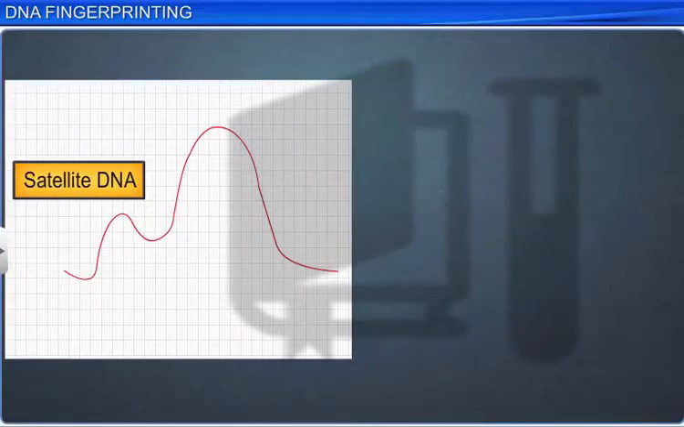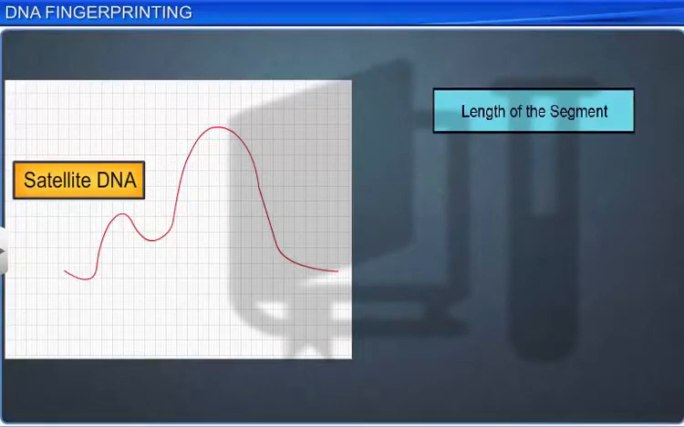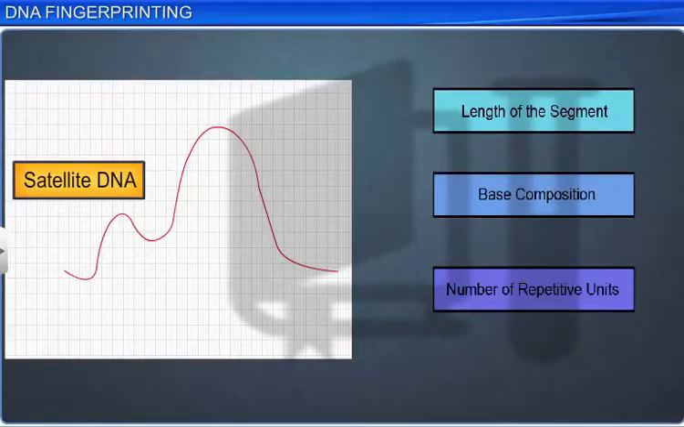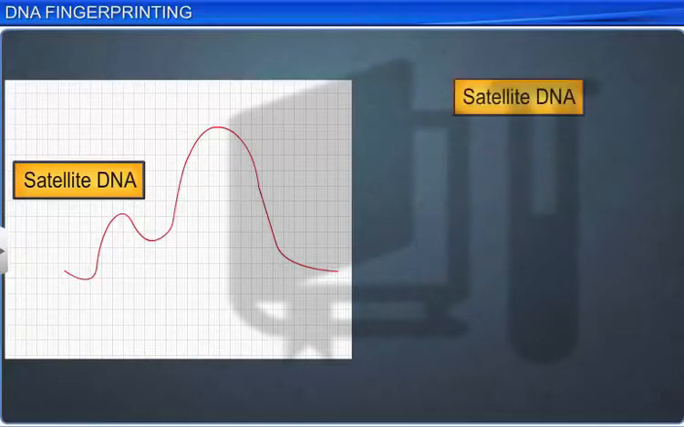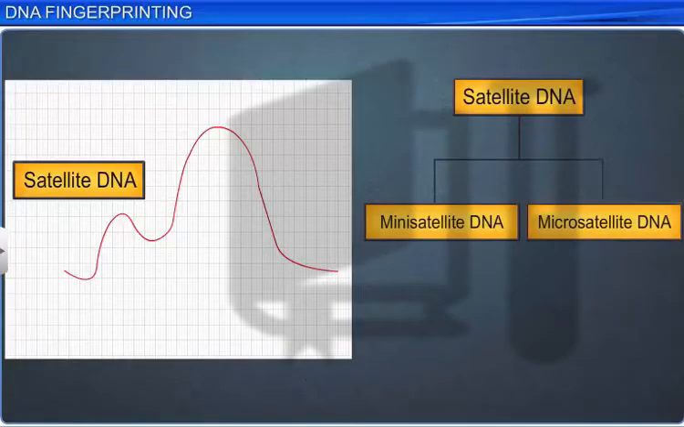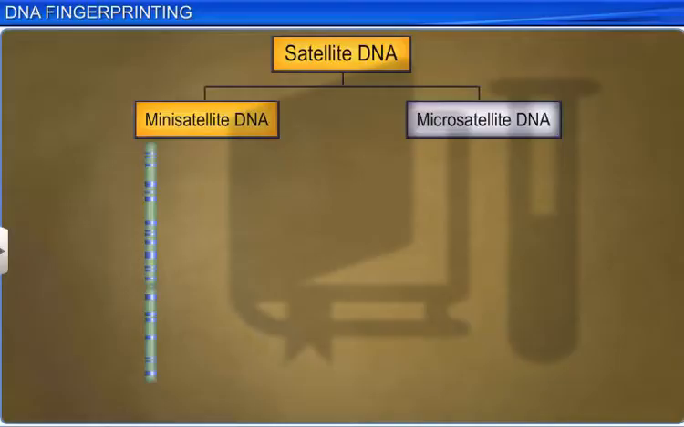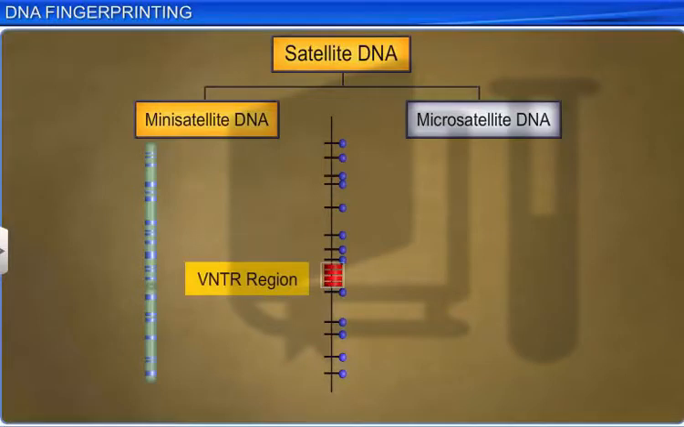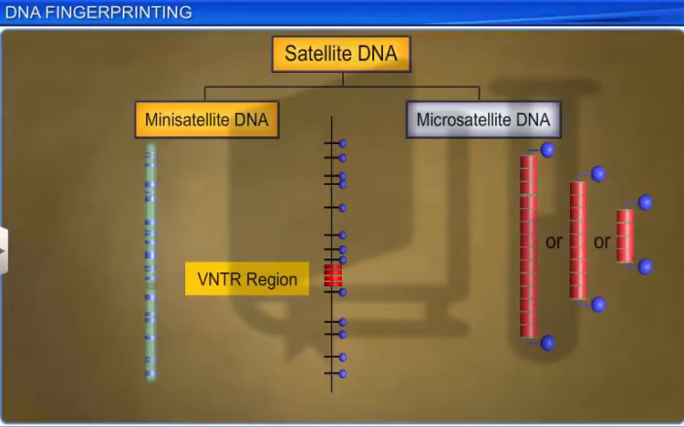Based on the length of the segment, base composition, and number of repetitive units, satellite DNA can be classified as mini-satellite DNA and microsatellite DNA. Mini-satellite is a section of DNA which has a variable number of tandem repeats, or VNTR. It has sequences of 15 to 100 base pairs repeated hundreds or thousands of times.